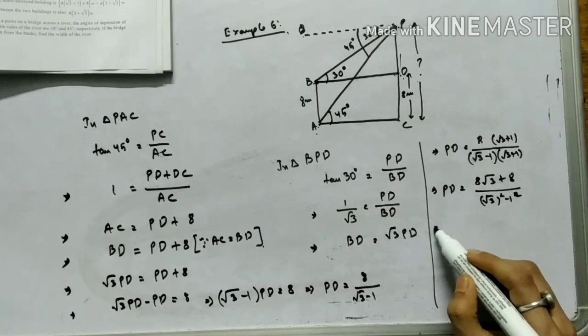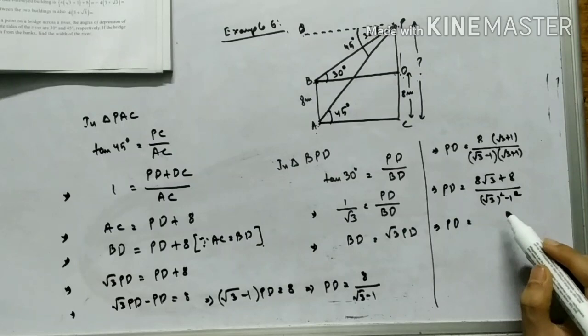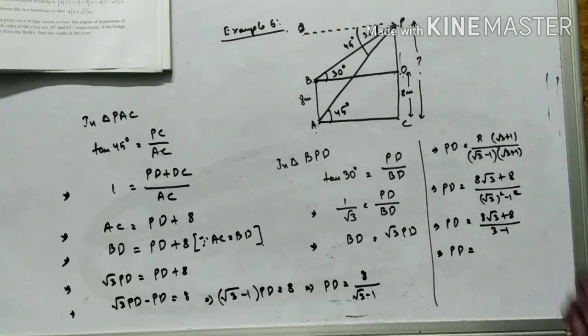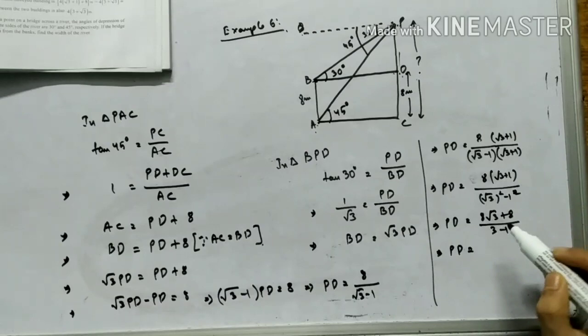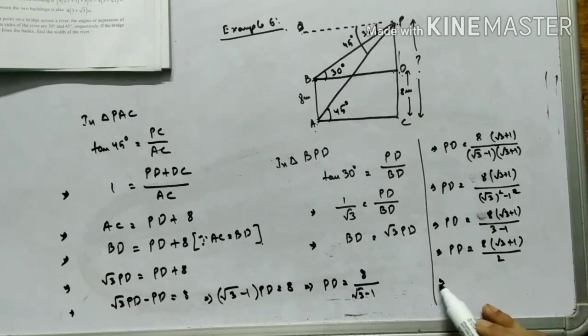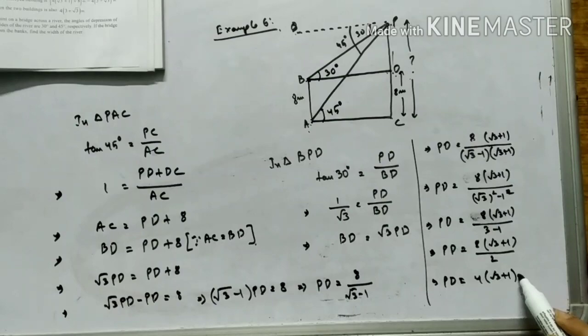So PD is equal to 8 root 3 plus 8 by 3 minus 1, so PD is equal to, let's not multiply this, keep it this way only, 8 times root 3 plus 1. So this is 8 times root 3 plus 1 by 2. So PD is equal to 4 times root 3 plus 1 meter.